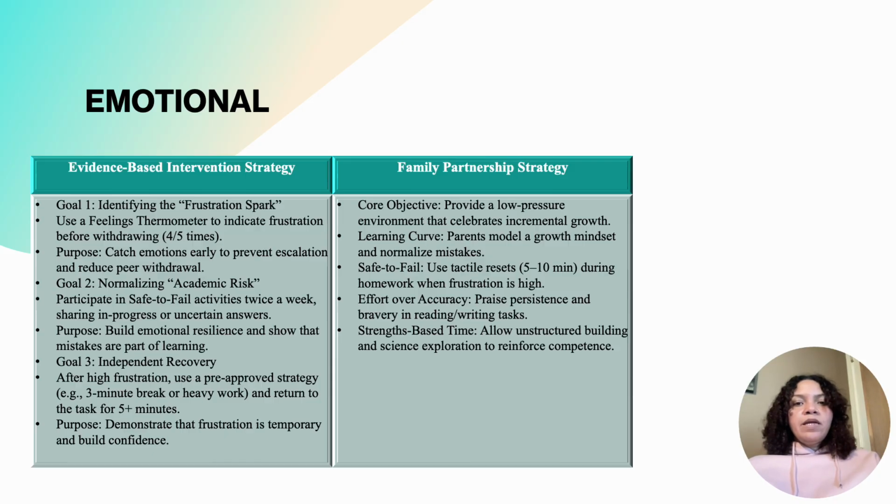Goal 3, independent recovery, overcoming the obstacles. The goal is, within 3 months, after identifying a level 4 frustration, Jordan will independently select one pre-approved regulation strategy: a minute to breathe, or a heavy work task, and successfully return to the original task for at least 5 minutes. This provides Jordan the understanding that the frustration is temporary and that he has the power to overcome it, which is a massive confidence booster.